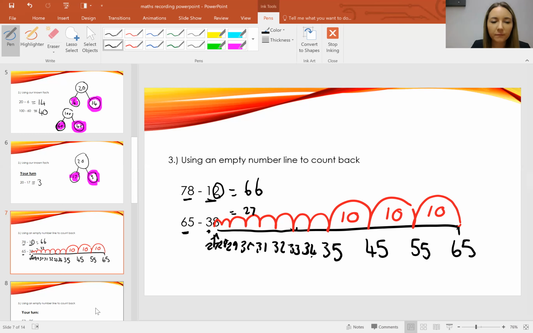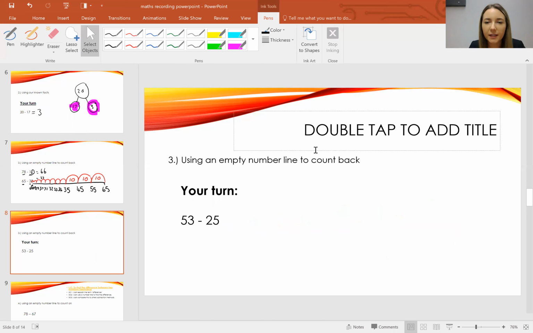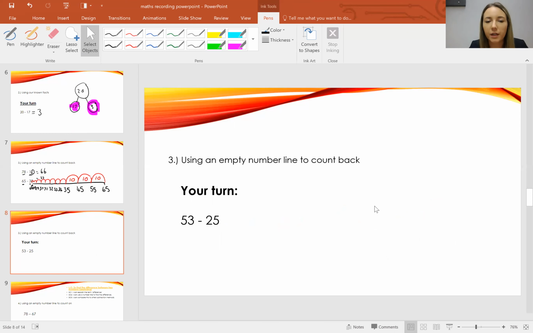Okay. Right, now it's your turn to have a go using the empty number line to work out this calculation here. So pause the video now and off you go. Have you done that? Well done. The answer was 28. If you didn't get that right, have another go to see if you can work out what you did wrong.